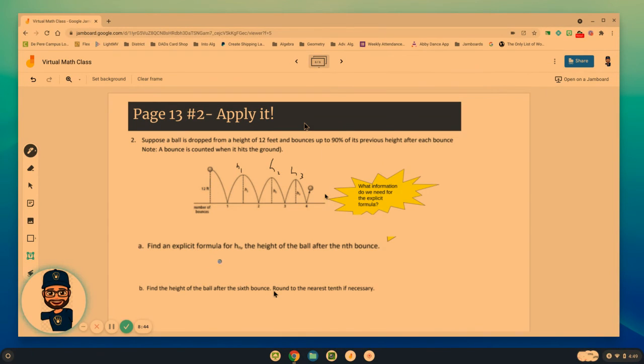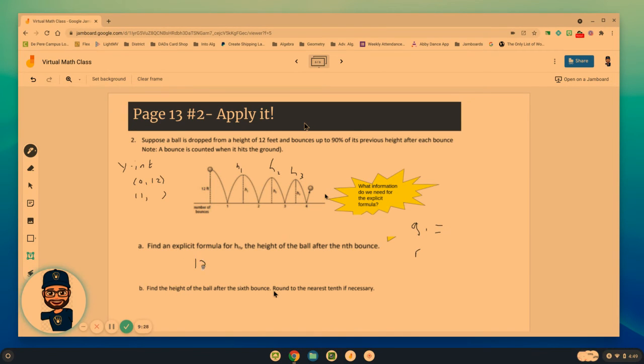If we're to write an explicit formula, H sub n, what information do we need for an explicit formula? Well, we need the first term, or the first bounce, and we need that common ratio. So be careful here with this first term. The ball is being dropped from 12 feet. That's its starting height, or what we might call the y-intercept. So that's technically not the first term. That's 0, 12. We need to know what is 1, the first bounce, and its height. We have to calculate that.